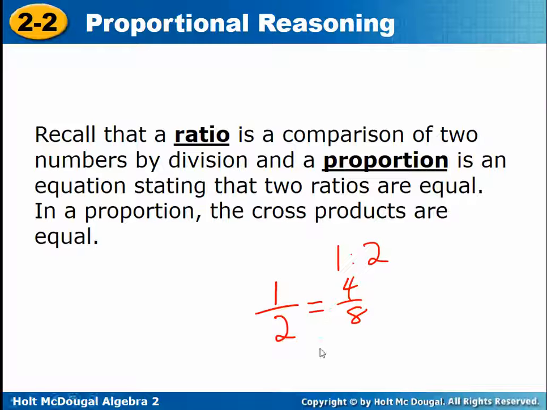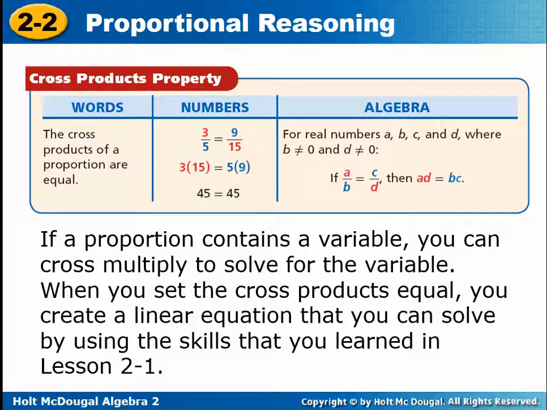In a proportion, the cross products are equal. That means that 1 times 8 equals 2 times 4. Now we'll use that statement to solve proportions. When a proportion contains a variable, you can cross multiply to solve for the variable. And you'll be making an equation, and then you'll just solve the equation.